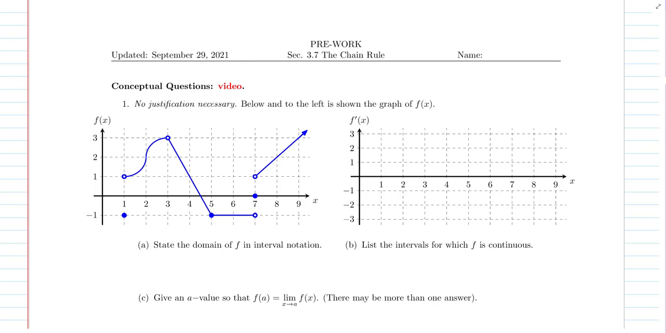Howdy folks, in this video we're going to look at some conceptual questions surrounding the derivative. There won't really be any computations here, but that doesn't make the problems easy. But let's see what we can do here. We'll just tackle this one problem at a time.